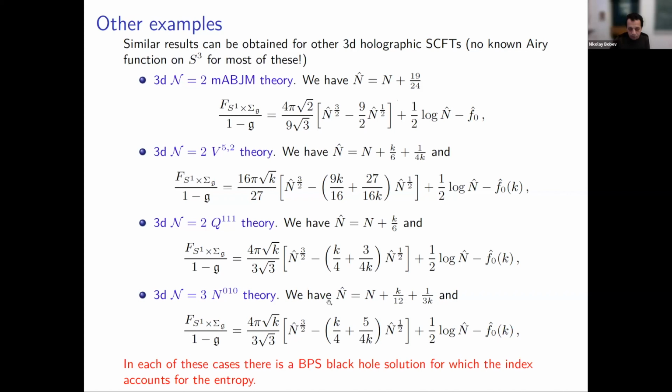I'm not going to explain what these examples are. The point is that this is not specific to ABJM theory. It just works on all examples that we looked at. Good.